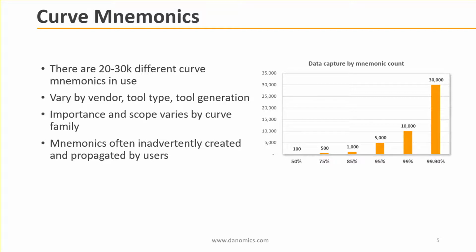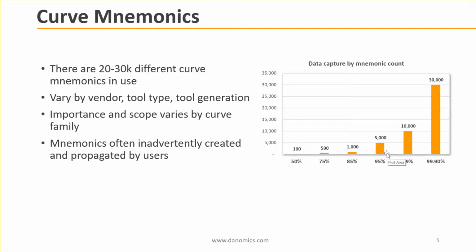In terms of the number of mnemonics that you need to worry about, with about 100 curve mnemonics, you can capture about 50% of the data that's out there from my research. If you get up to about 500 curve mnemonics, you'll get about 75% of the relevant data. And it's not until you get to somewhere around 5,000 curve mnemonics that you have 95% of your data captured. And when I say 95% of the data, I mean out of the significant curve names.